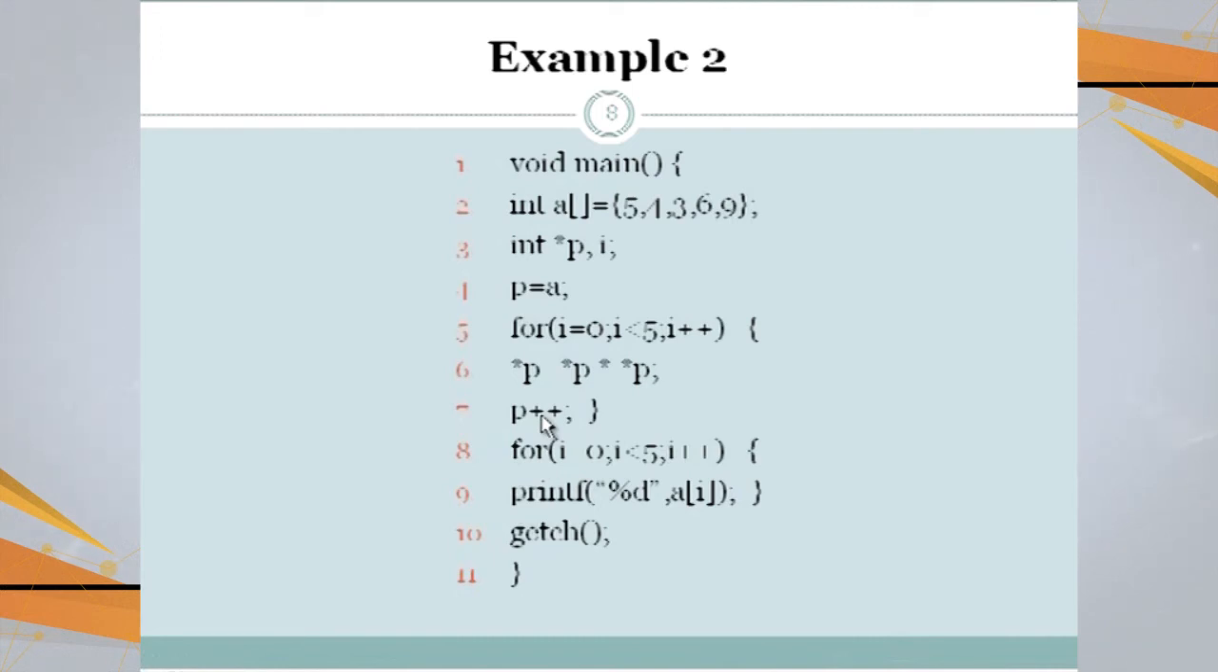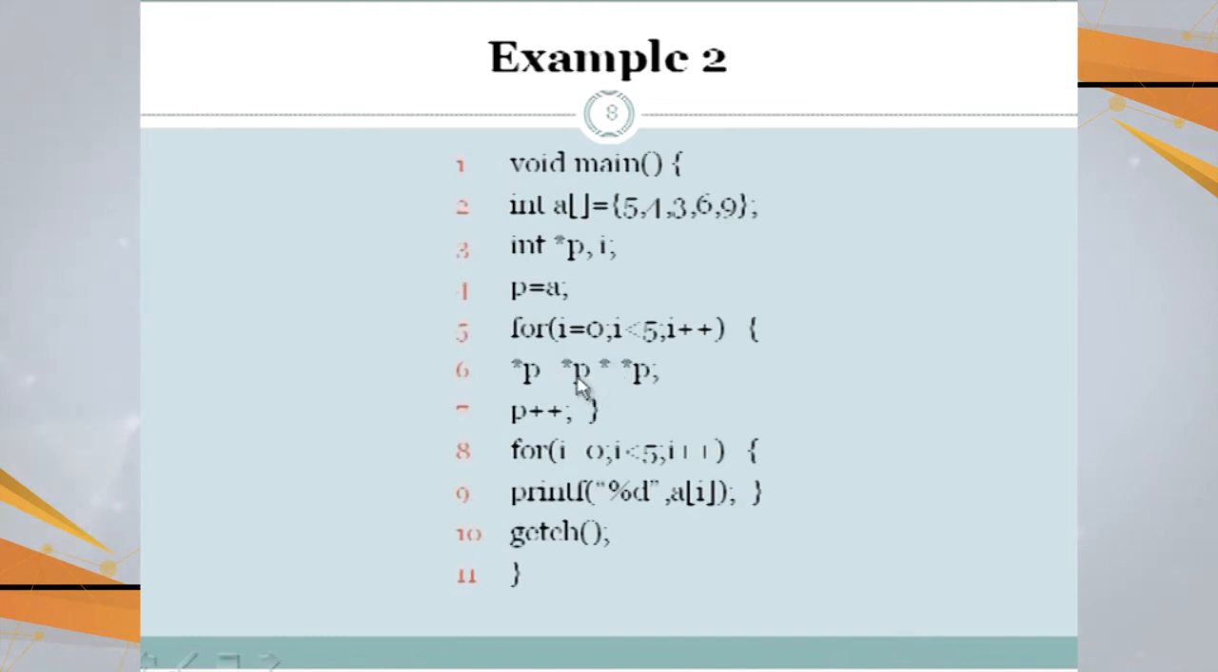This time the pointer variable will be moved toward the fourth element of the array. The loop body will be repeated by incrementing the value of the loop counter, I++. The value of I will become 4, 4 less than 5. Yes, the condition is true. The pointer variable P is pointing to the fifth element of the array this time, and the value at the fifth element is 9.